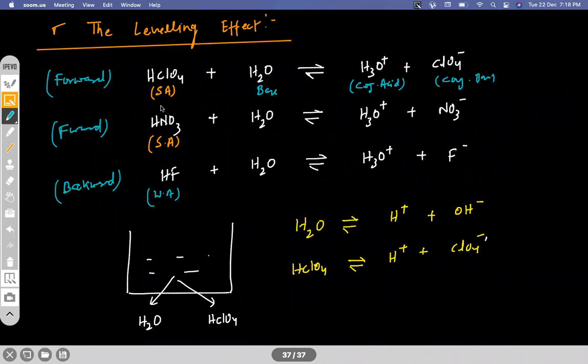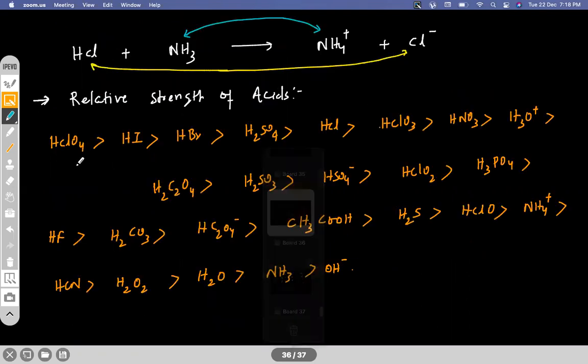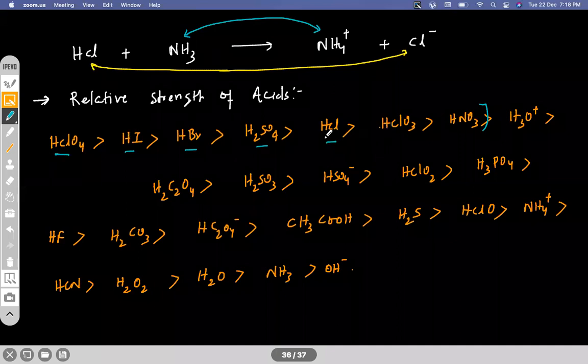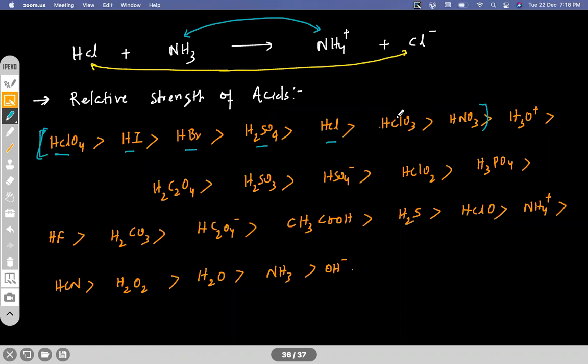Did you understand this? Clear? So if you look at this series, the relative strength that I have given you. In this series, you take HClO4, HI, HBr, H2SO4, HCl, till HNO3. Whatever acid you take, you dissolve in water, finally what will you get? When you dissolve from HClO4 to HNO3 in water, finally these acids convert into what? They convert into H3O+. They release H+ ion. Water will take H+ from these acids and convert into H3O+.